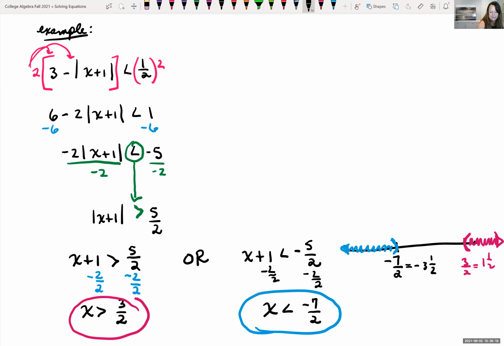So from the graph, hopefully it's easy to see what the interval notation will be. So -infinity to -7/2, parentheses, union, so plus the set, parentheses, 3/2 to infinity.